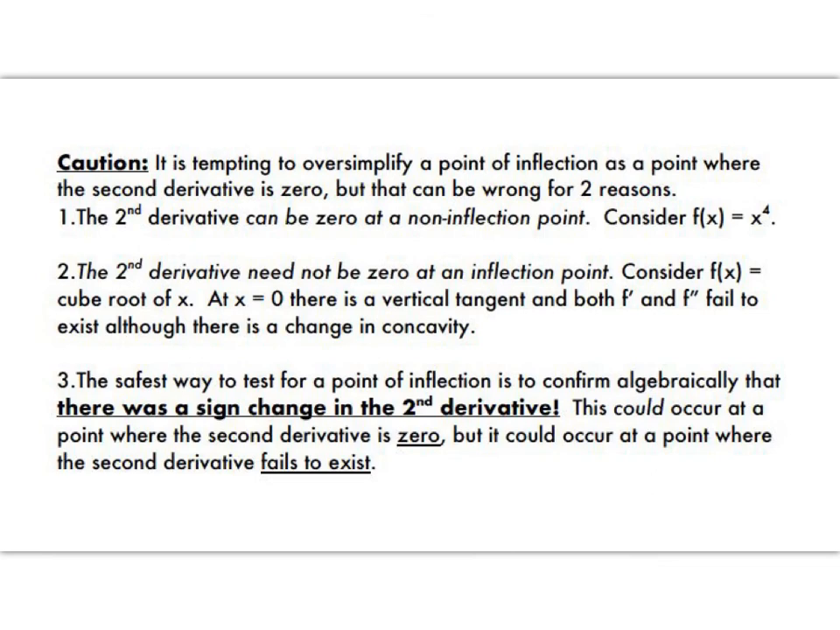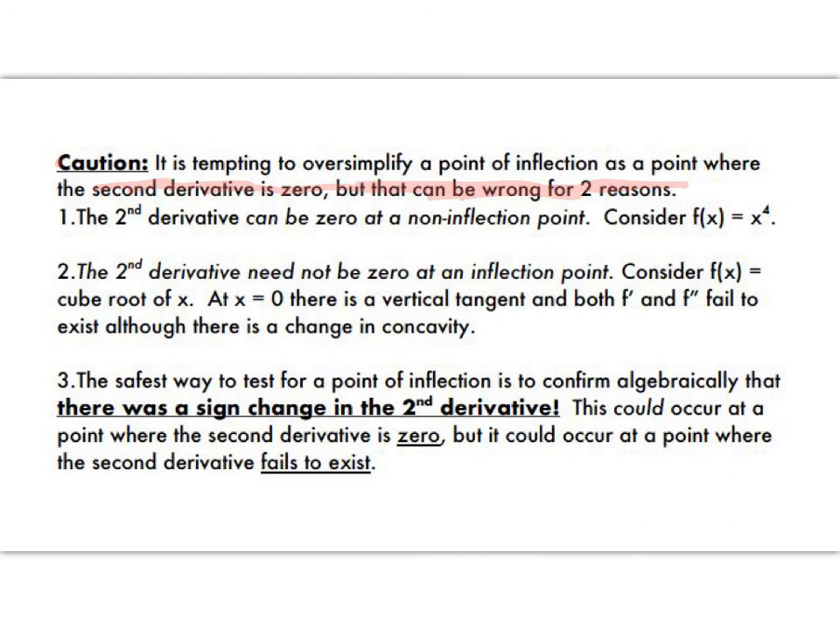Last point I want to raise on this is that we've got to be cautious. It's really tempting to oversimplify and just say, oh, this is where the second derivative is 0, but that can be wrong for two reasons. The second derivative could be 0 at a non-inflection point. If you were to graph x to the fourth, you'd find out that the second derivative of that at 0 is 0. But it's not an inflection point. It's an absolute min, so something to think about there.